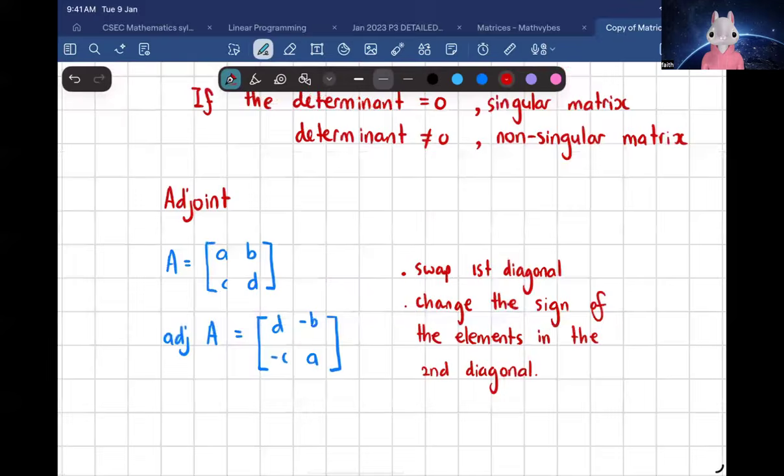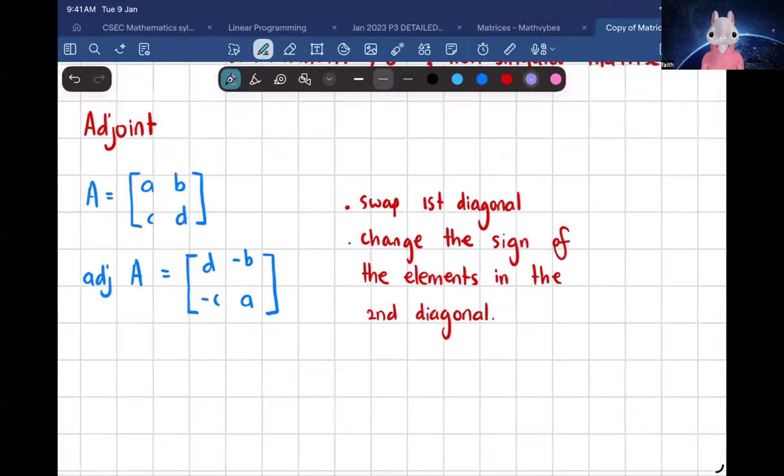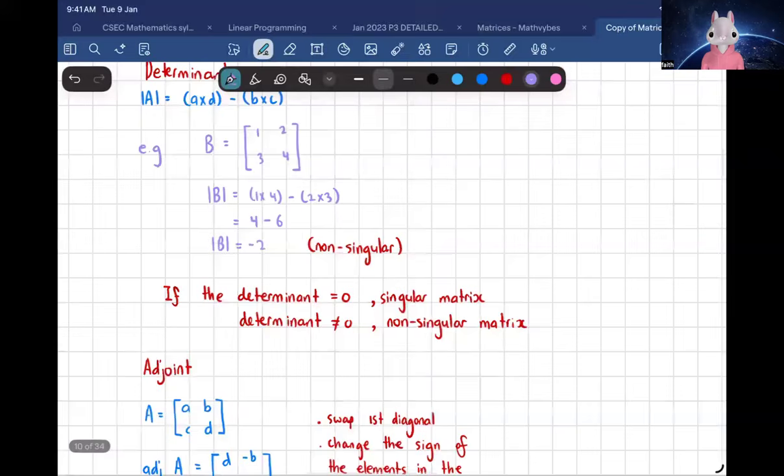Okay, are we okay with the adjoint? Yes. Let's look at an example. Let's use the same matrix B.